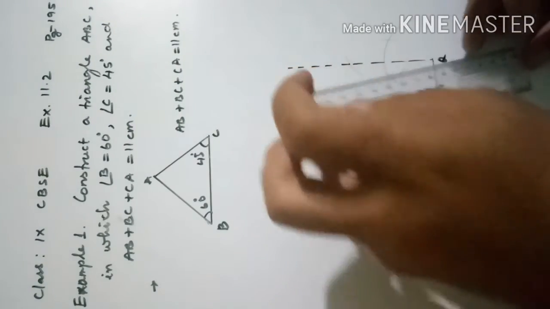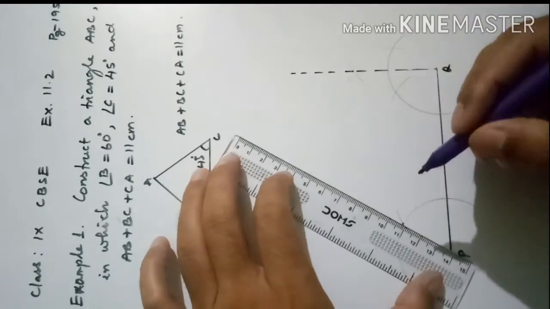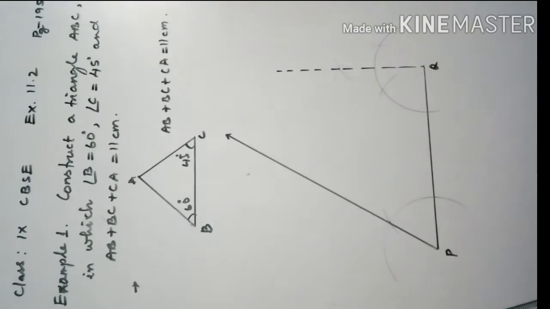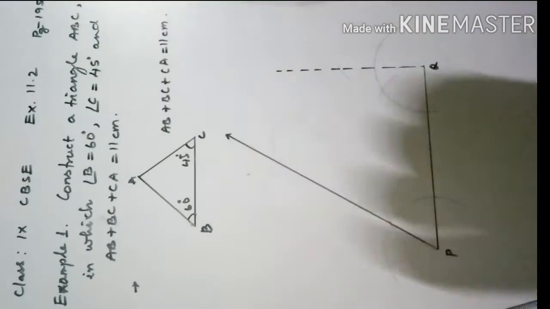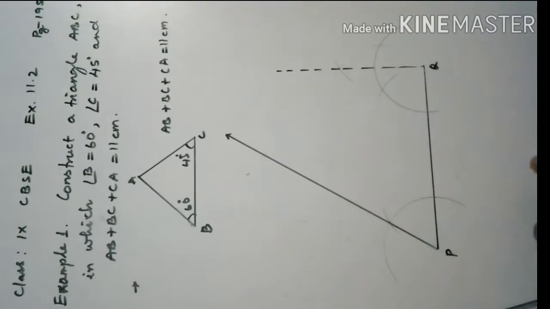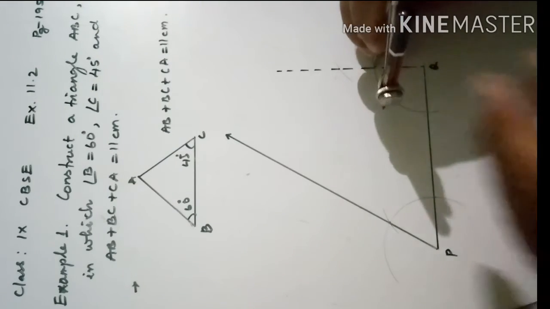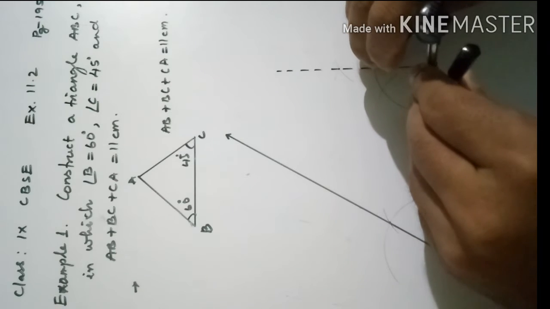Actually, why am I drawing dotted lines? 90 degrees is not required here. We want 45 degrees now. 90 degrees is actually not given; angle C is 45 degrees. So you have to draw 45 degrees. 45 is nothing but half of 90 degrees. So you have to draw the bisector of 90 degrees now. Okay, how to draw the bisector? Take this much length.